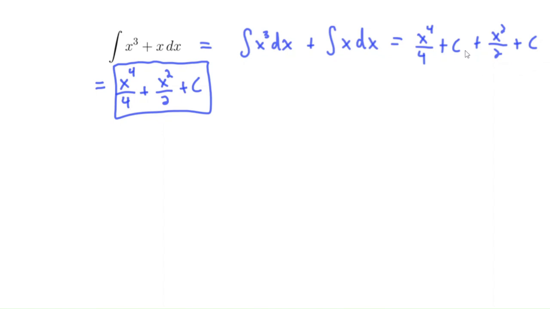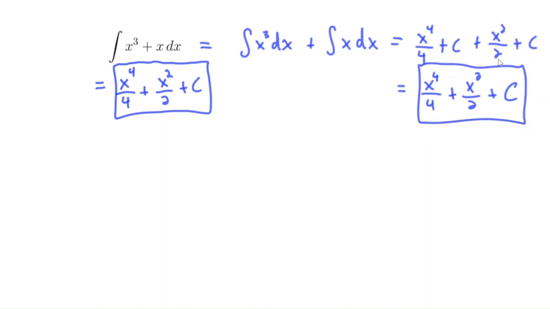But the thing is, notice we end up with two constants on the end here. And actually, the two constants, you might think, well, that's just 2c. But actually, 2c is still just a constant. So usually we don't end up writing the constant twice. We just write it once. In fact, the correct way to do this is to just write it as x to the 4th over 4 plus x squared over 2 plus c. And you don't have to put a c plus c. You don't have to put 2c, because ultimately we just need one constant on the end there.